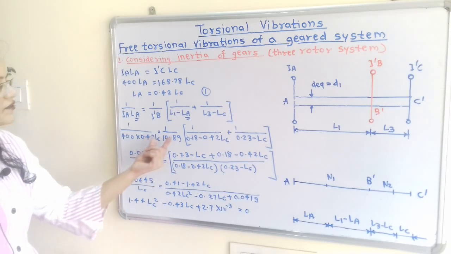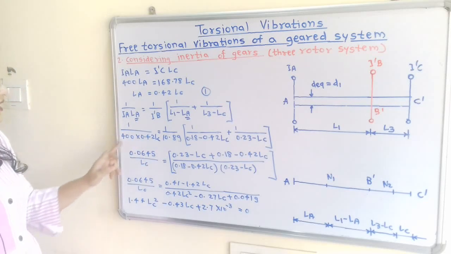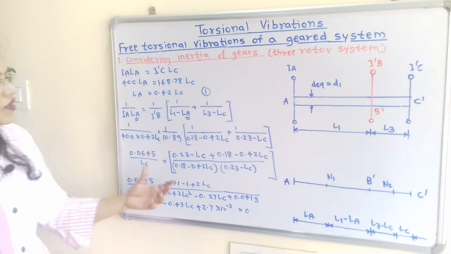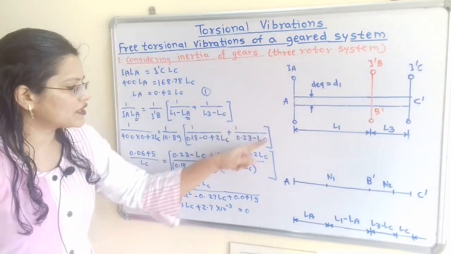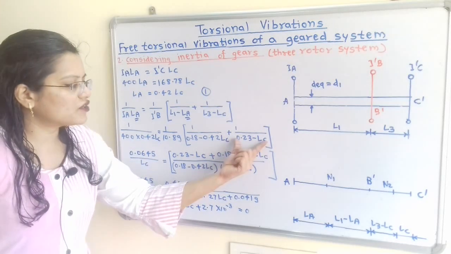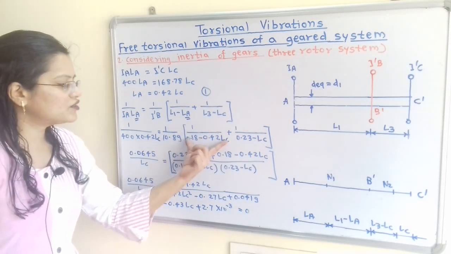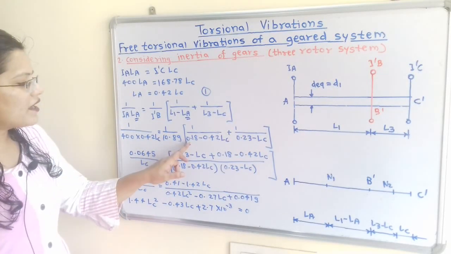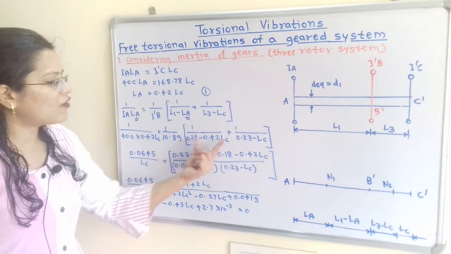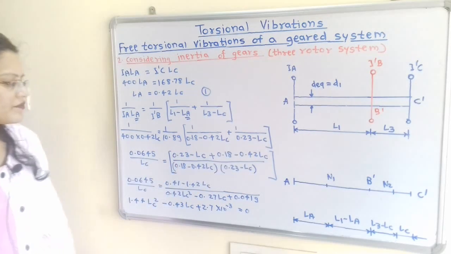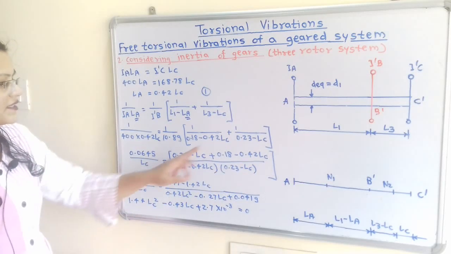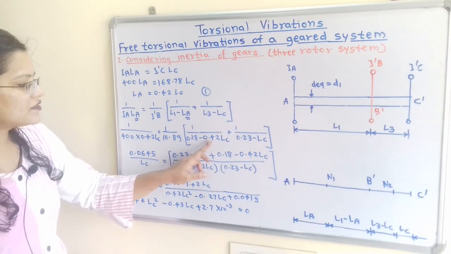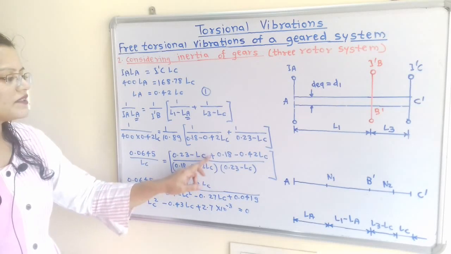Now we will simplify this. We will take this term to the right hand side and it will become 0.0645 by LC, which is equal to. Now on the right hand side we have to solve this bracket only. So we will take this denominator term to the numerator and this denominator term to the numerator of this second term. And for the denominator we have to multiply these two terms. So when we take this, then 0.23 minus LC plus 0.18 minus 0.42 LC. So here is the plus sign.